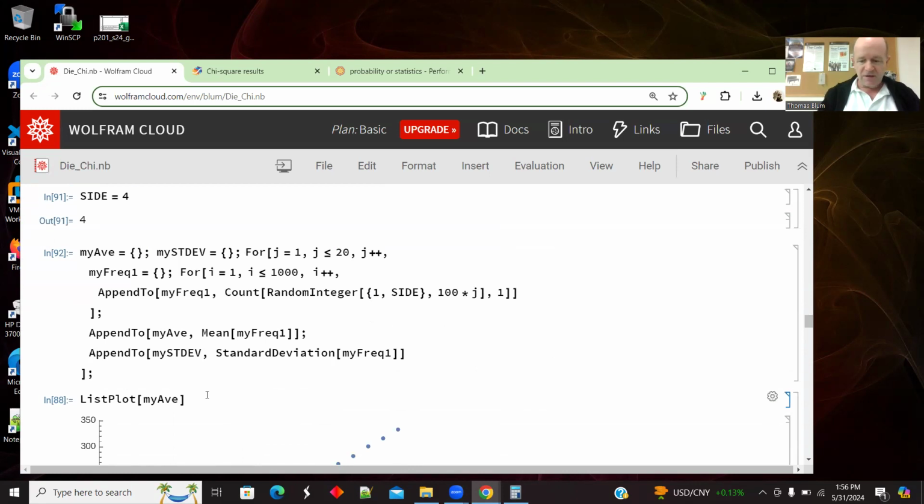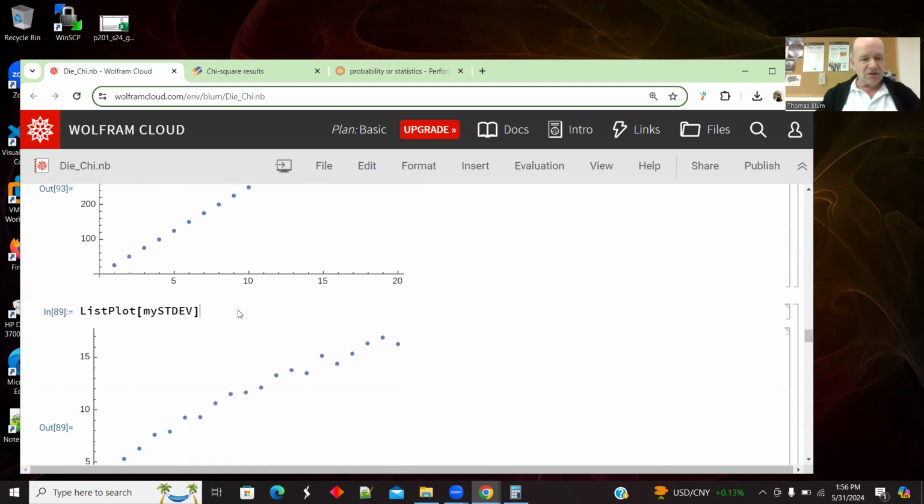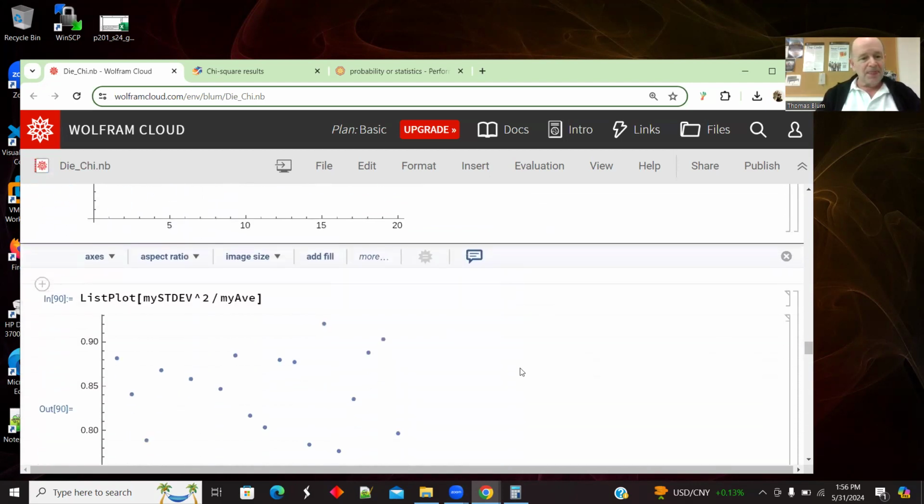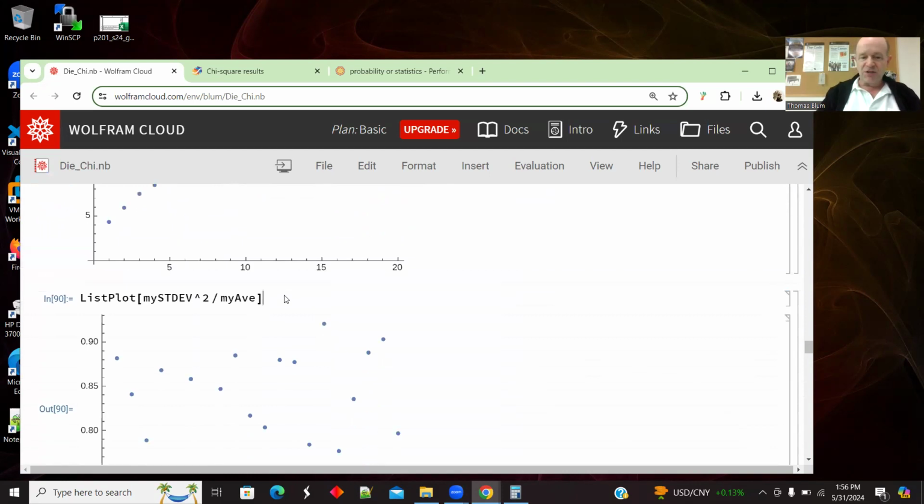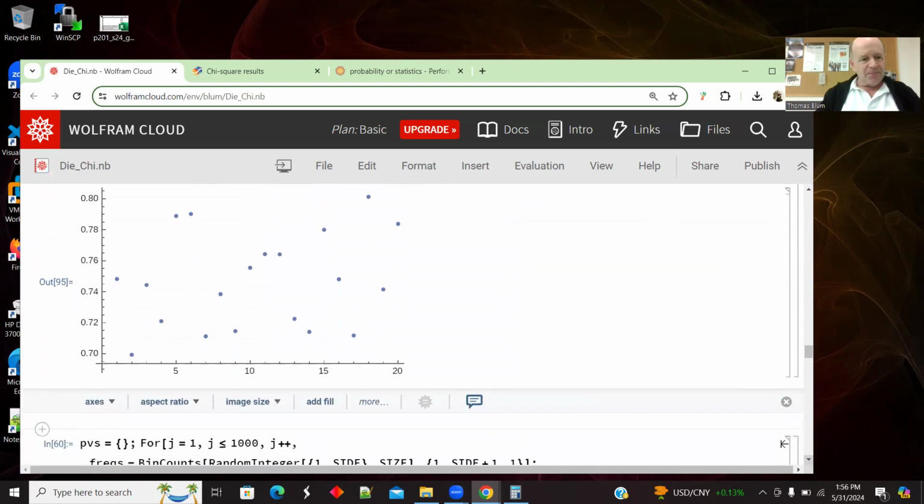And then run this. It should still scale as n. The standard deviation should still scale as the square root. This quantity should still be sort of independent of the size. And now we see it's hovering more around 0.75, because that's 3/4. So I changed the size of the dice.